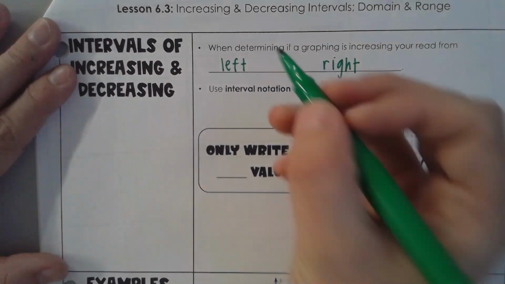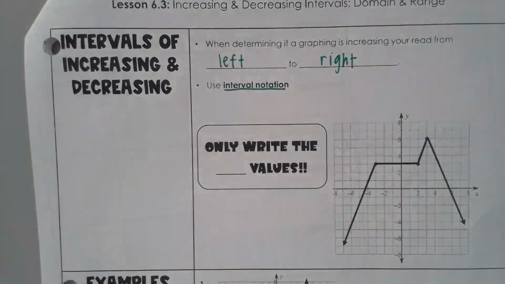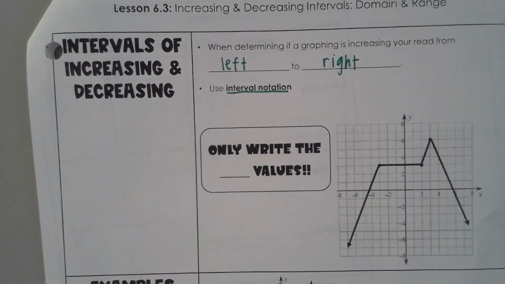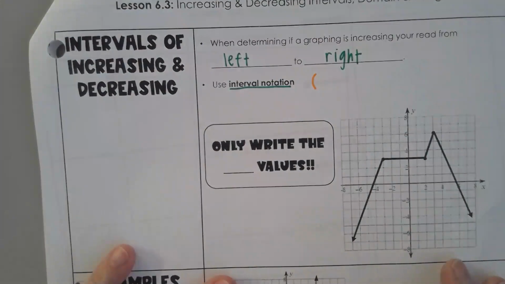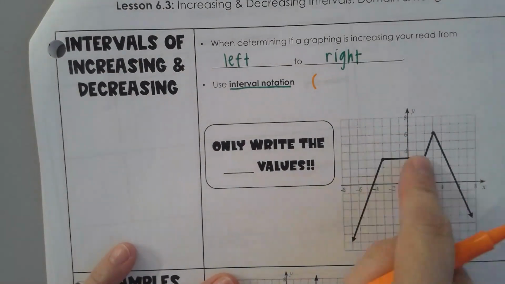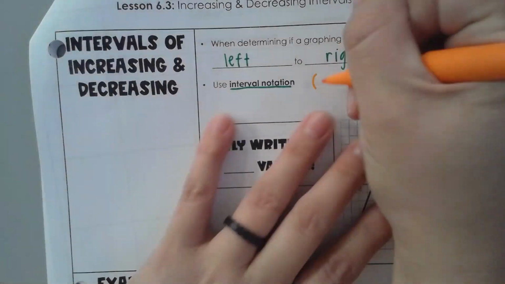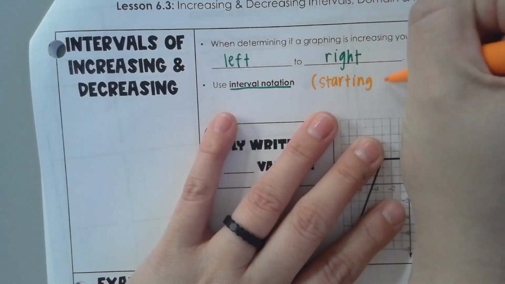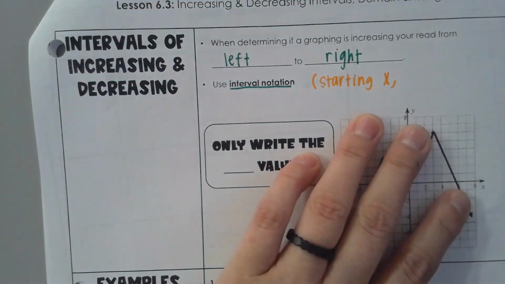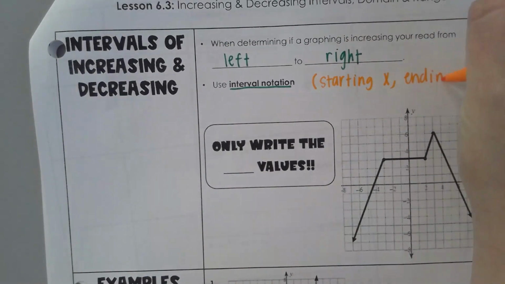And we're going to use something called interval notation. So when we write our answer, we're going to start with a parenthesis. And it's going to look like a point, a coordinate, but it's not. The first number we write is the starting x, and then comma. And then the second number we write is the ending x.